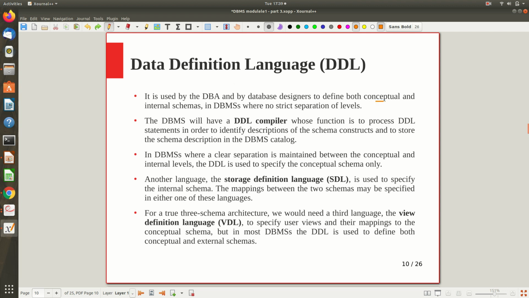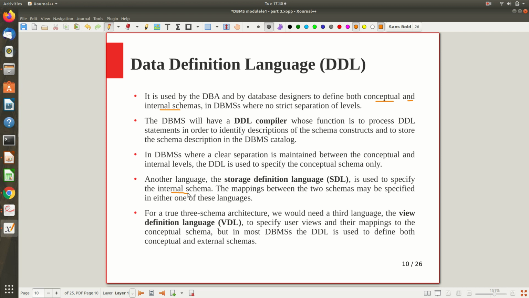Now another way is that you can separate it. Just let the data definition language deal with the conceptual schema, and for the internal schema we can use a different language, because it is closer to the actual physical implementation. We can use something called a storage definition language, using which you can define the internal schema. So there are two ways: the conceptual schema you define using data definition language and the internal schema using storage definition language, since from the name itself it is clear it deals with storage, or the DDL itself can be used for both. So both alternatives exist.